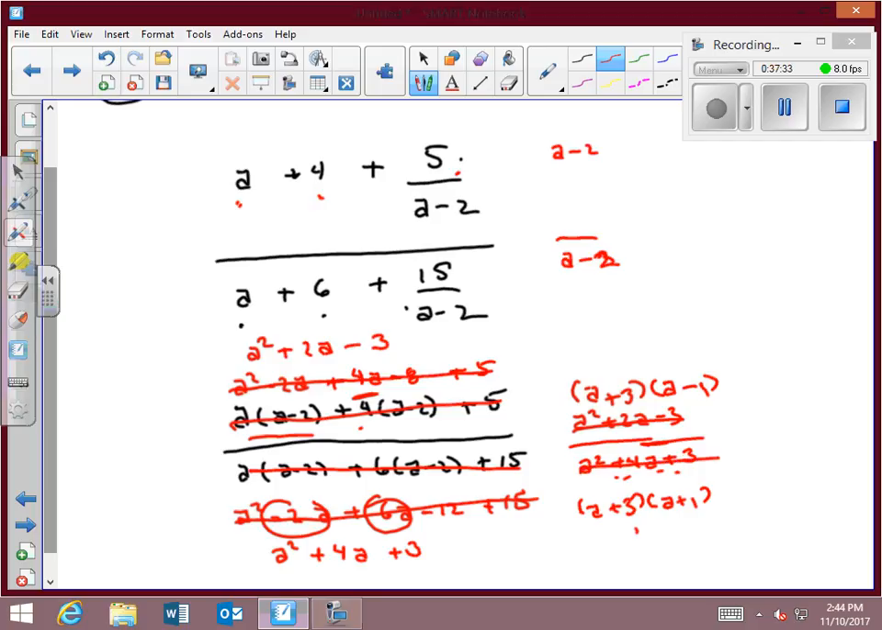Now you look for common factors down here and up here. What do you got? A plus 3, right? You got that A plus 3 and this A plus 3. So what is left? A minus 1 in the numerator and an A plus 1 in the denominator. Good?